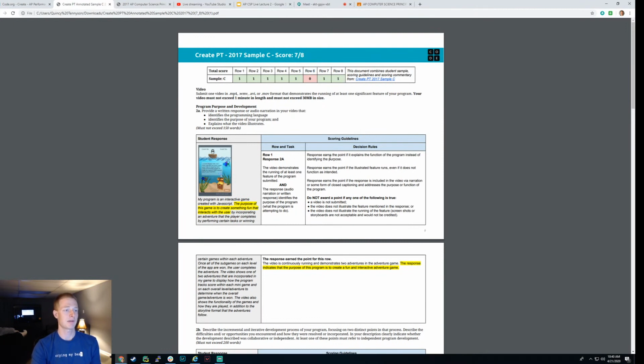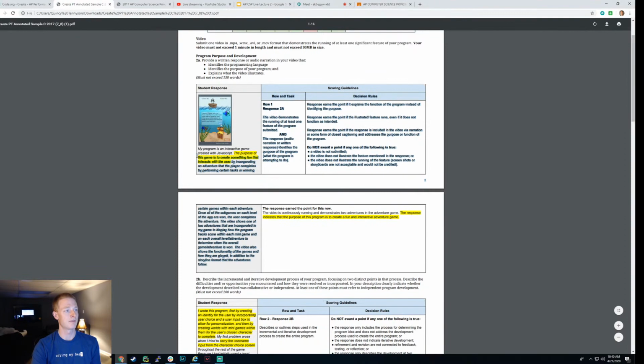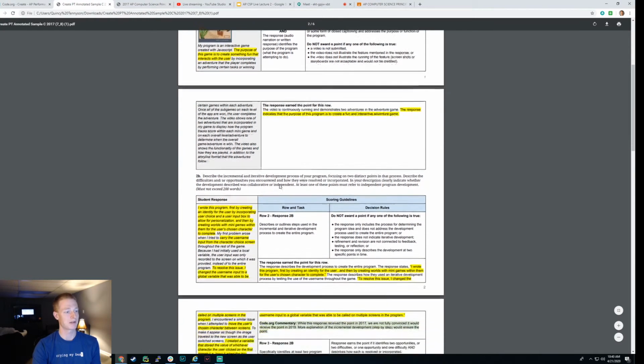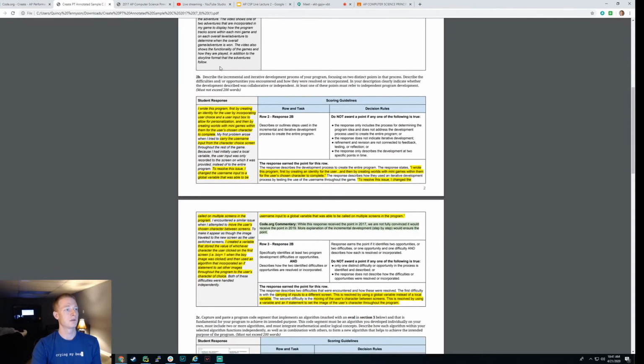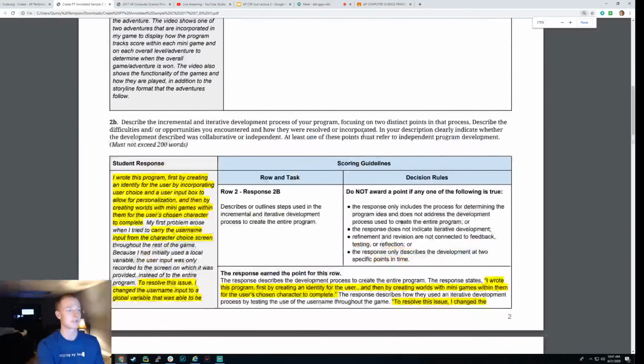We already talked a lot about row 1. They're making a video. They're talking about the purpose of the program. They're putting that in their narrative for response 2A. We'll skip right past that, okay? All right, so let's focus on 2B, which is where we talk about the incremental and iterative development process of the program. And I realize that I need to zoom this in.